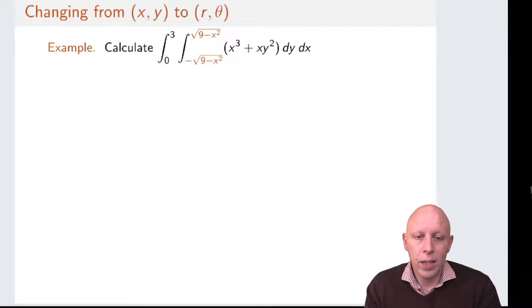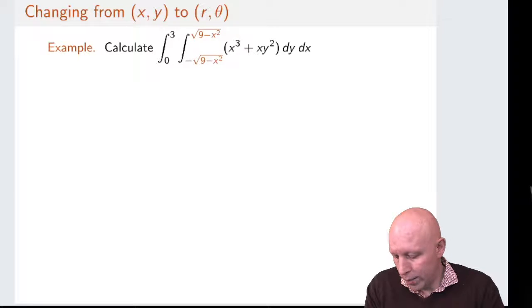Hi there, welcome back. Now that we have this new tool in our toolkit about how to take a double integral when the domain behaves like a polar region, let's see how to apply that to a situation when we're given a double integral that looks like it might be complicated. Here's an example. We want to calculate this double integral.